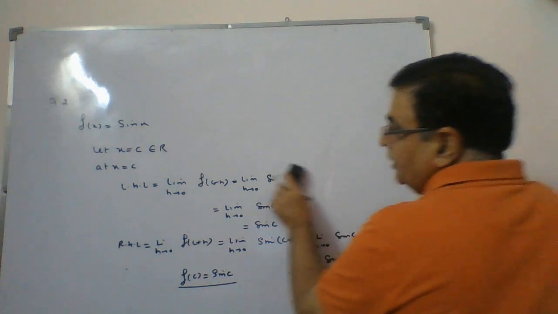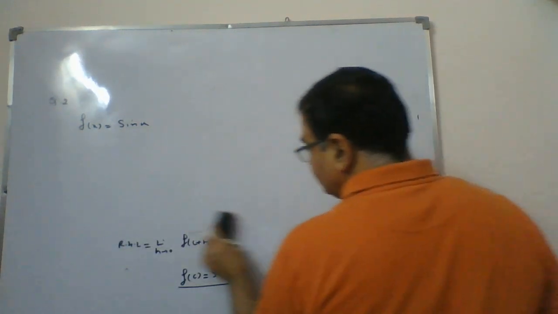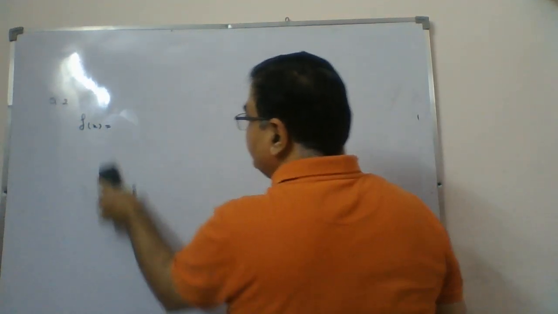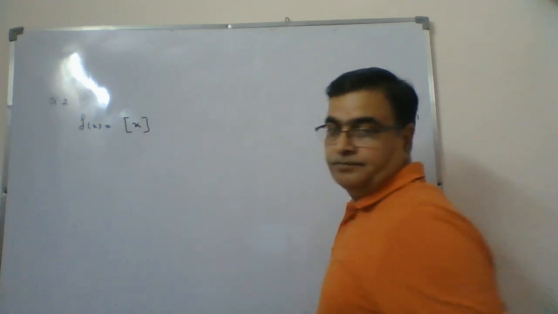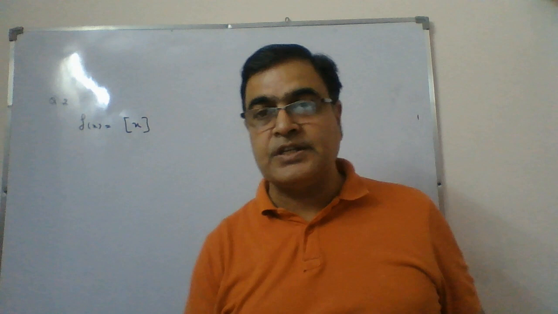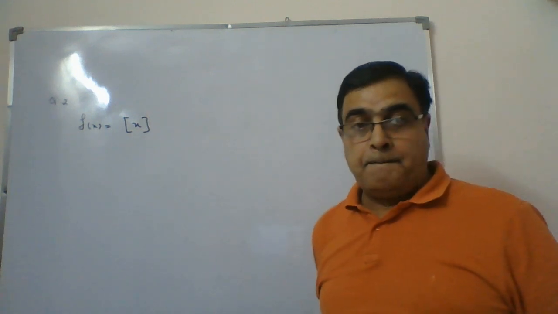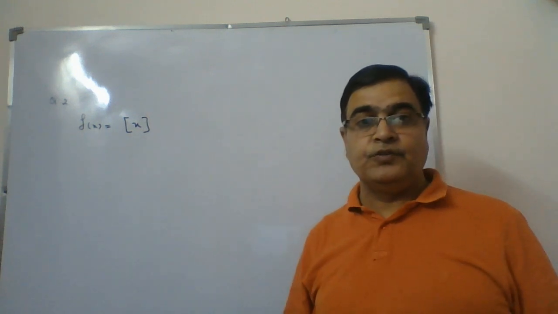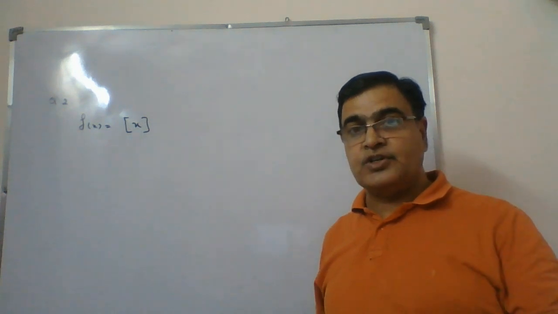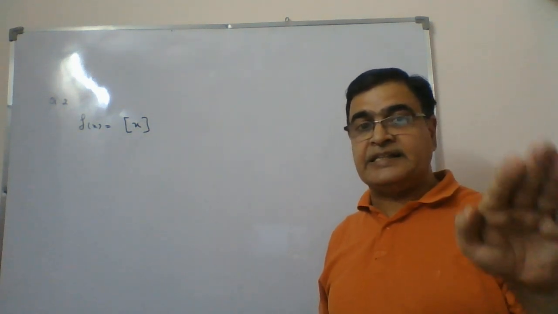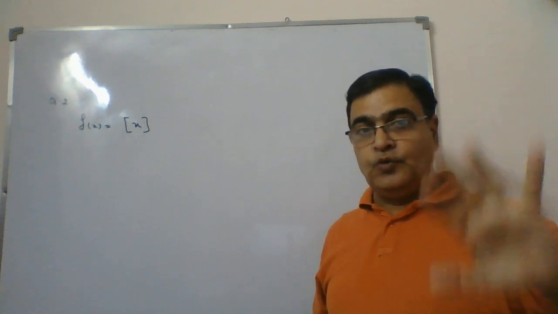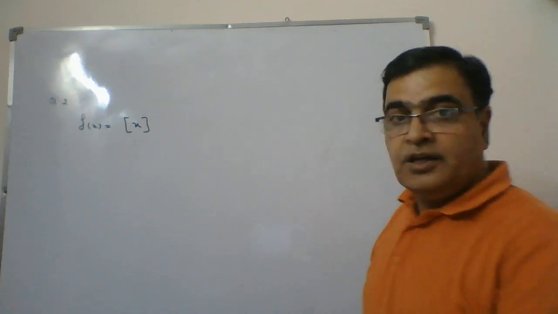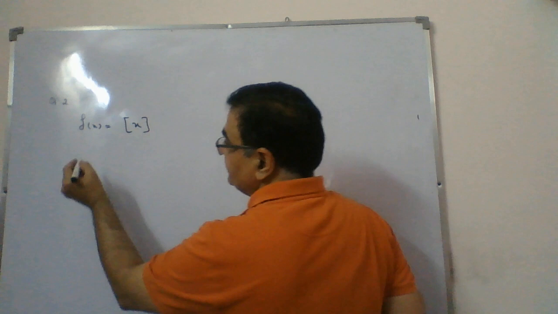One more question. If f(x) is equal to the greatest integer of x, and now they are asking you to just discuss the continuity of this function. Already we have done this: the function is continuous everywhere except at the integers. So at integers it is going to break. So we have to do this question this way. First we will start with this.